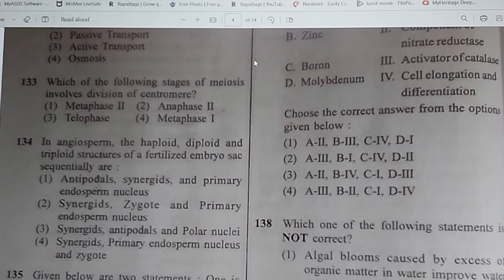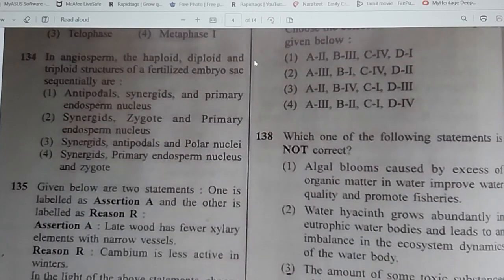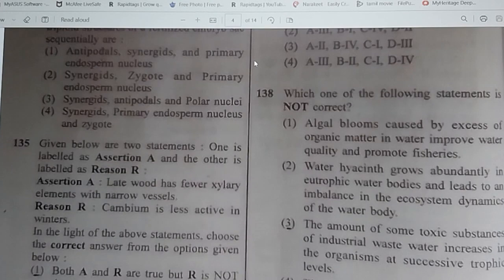Which of the following stages of meiosis involves division of the centromere? Centromere division happens in anaphase 2, which is option B. In angiosperms, the haploid, diploid and triploid structures of the fertilized embryo sac are, of course, haploid is synergid, diploid is zygote, endosperm is triploid. Option B.